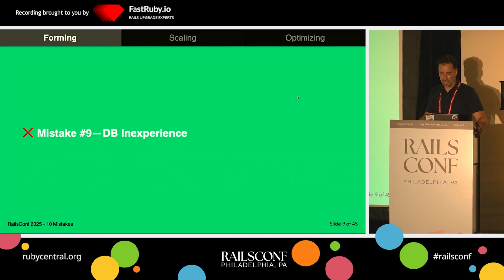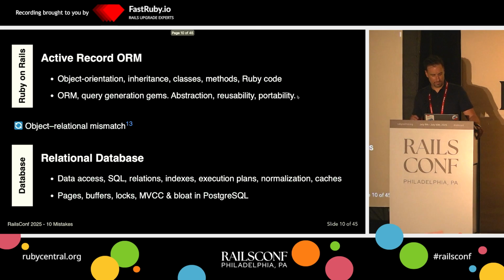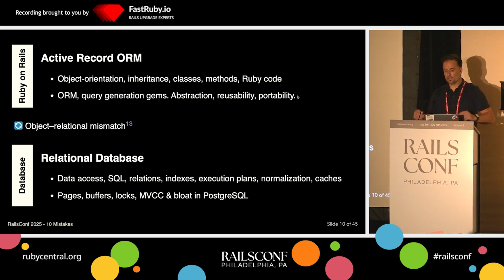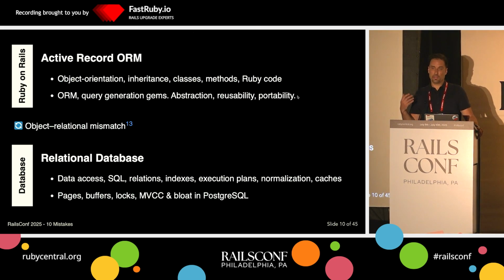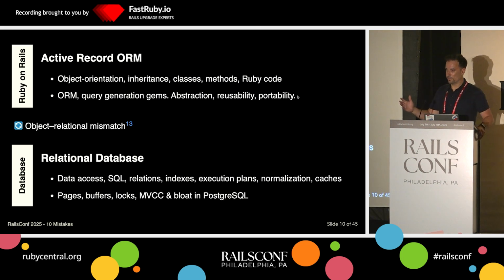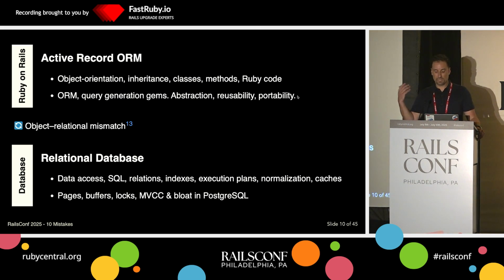Okay, so mistake number 9, database inexperience. As Rails developers, we're usually working with Active Record, at the ORM layer, so we're dealing with object orientation, inheritance, classes, that sort of thing. And relational databases are quite different. We have data access to think about, SQL, relations, indexes, execution plans. So there's kind of this mismatch, and it is a different set of skills.